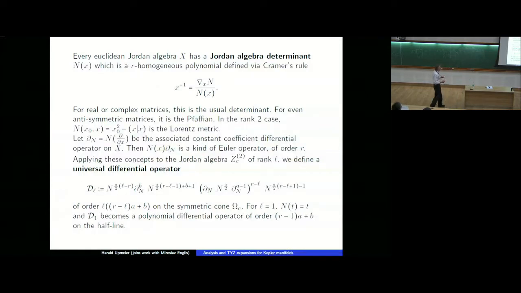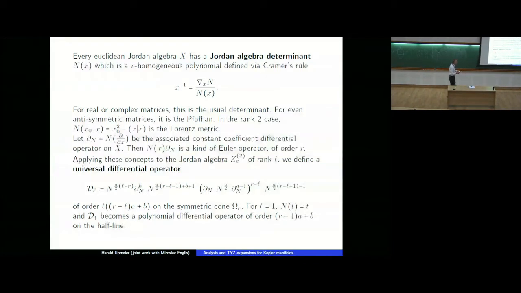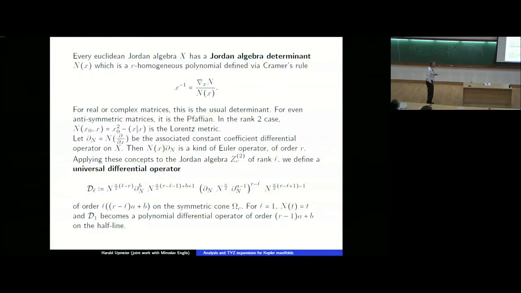So it's not always the determinant, sometimes it's the Pfaffian or the Lorentz metric. And let delta n be the associated constant coefficient differential operator of order R, if the rank is R. Then n of x times delta n is a kind of Euler operator. And using these Euler operators, I write down a terrible operator here, a product of Euler operators of very high order for this on a symmetric cone omega L, in particular on the half line.